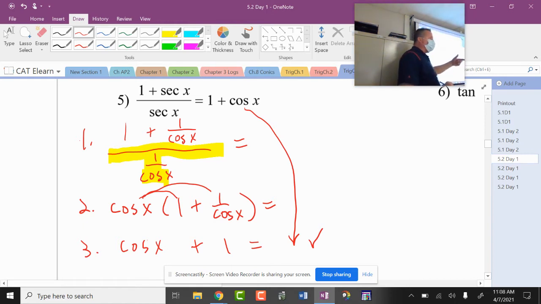Oh, don't worry about commutative property. Cosine of x plus 1 is equal to 1 plus cosine of x. 2 plus 3 equals 3 plus 2. That's the commutative property of math.